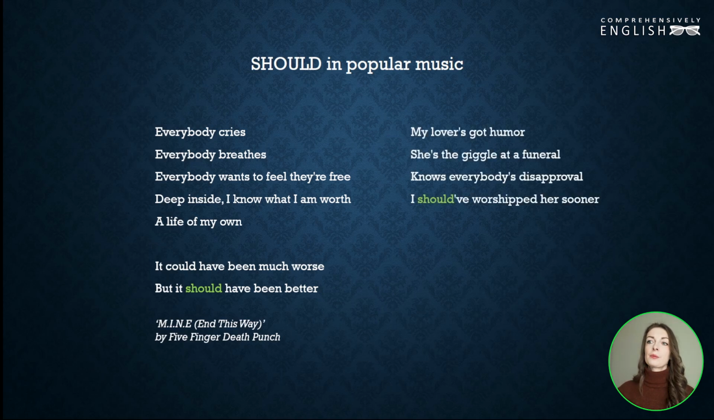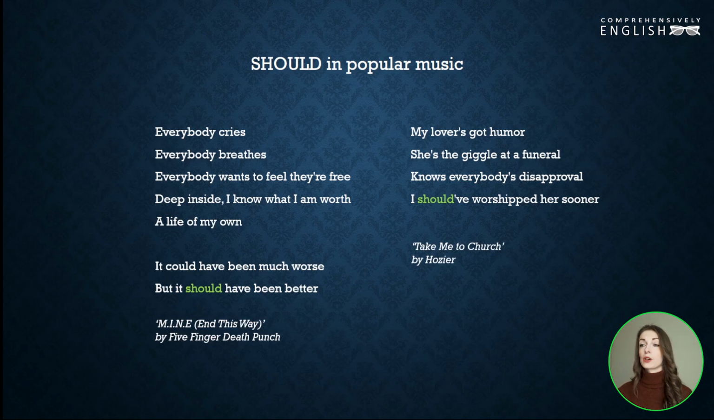And another example is this: my lover's got humor, she's the giggle at a funeral, knows everybody's disapproval, I should have worshipped her sooner. Take Me to Church, by Hozier.